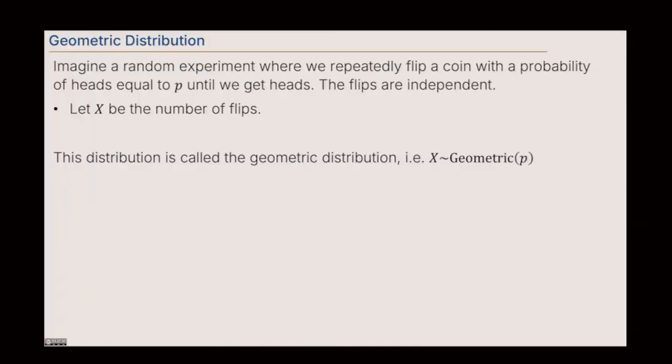Okay, let's talk about geometric. We're doing a little bit of a grab bag today. This is a pretty popular one. This is I'm waiting for a bus, or I'm making random stock trades or whatever. And so I'm imagining a random experiment where I'm flipping a coin repeatedly, and it has a probability of heads equal to p until we get heads. And those flips are going to be totally independent.